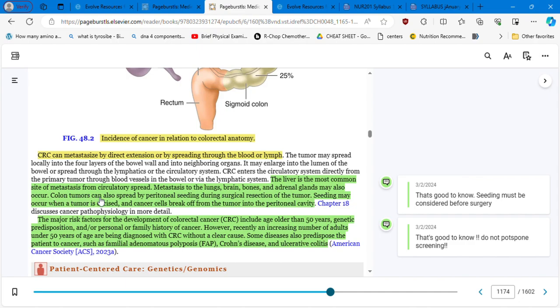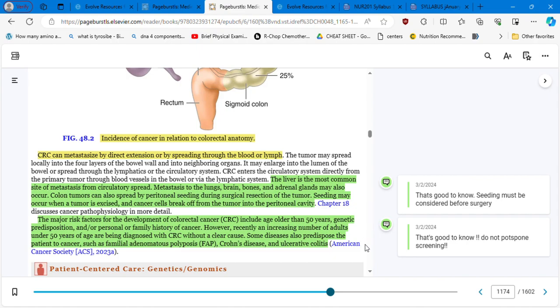Colon tumors can also spread by peritoneal seeding during surgical resection of the tumor. Seeding may occur when a tumor is excised and cancer cells break off from the tumor into the peritoneal cavity. So that's good to know. Seeding must be considered before surgery. You need to educate your patients about this, so they can further ask more questions to the surgeon about this possibility.